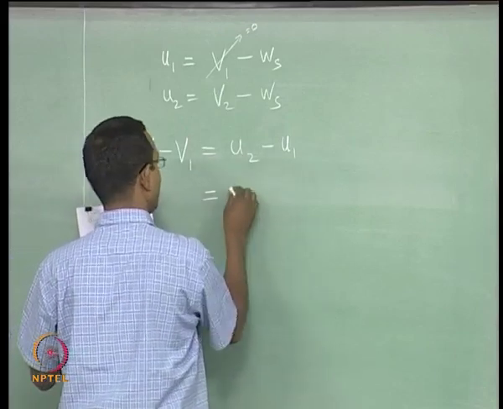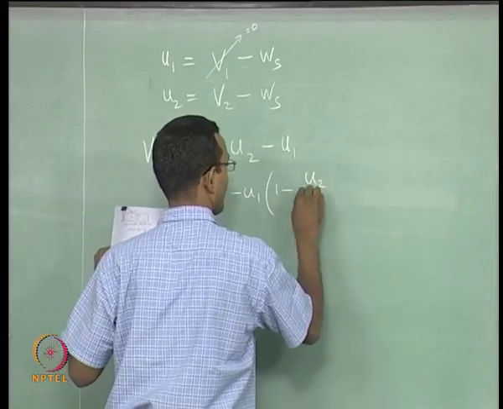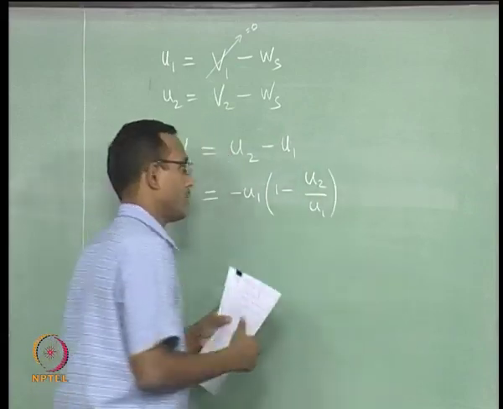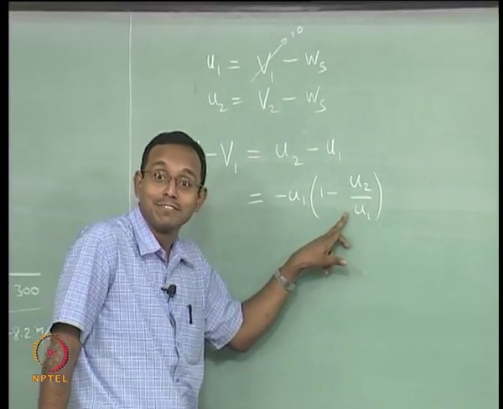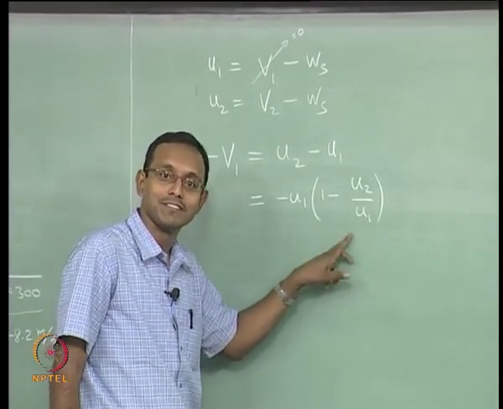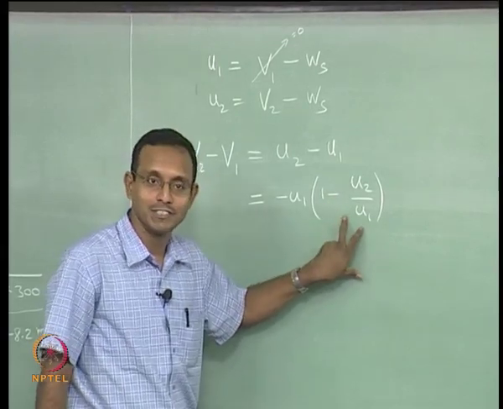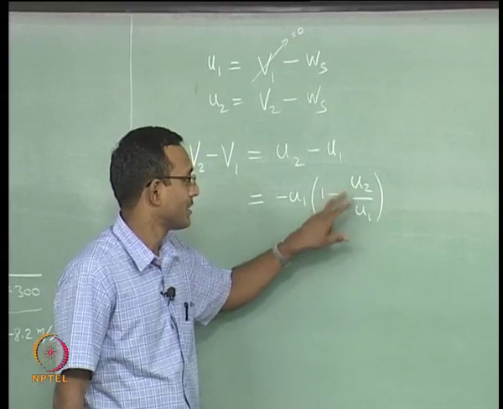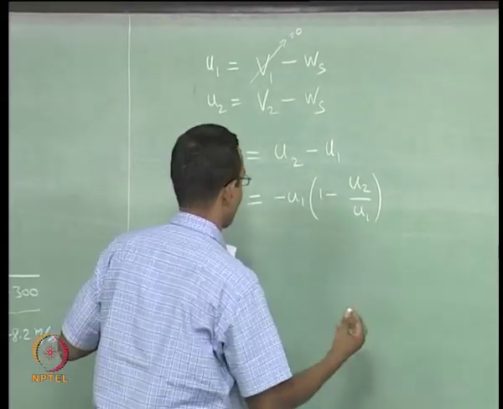Now I can rewrite this as minus u1 times 1 minus u2 by u1. u2 by u1 will not be affected. Why? Both the velocities are negative, ratio will not get affected. Both the velocities are negative in shock fixed coordinate system, so things will just work naturally, no problem for us. Okay. Now we can just start solving the problem.